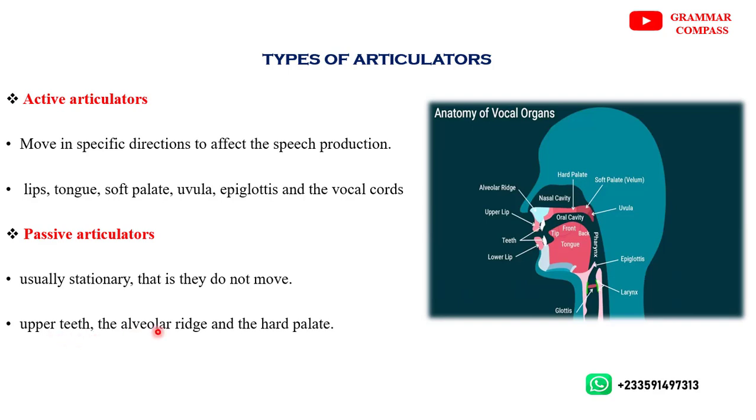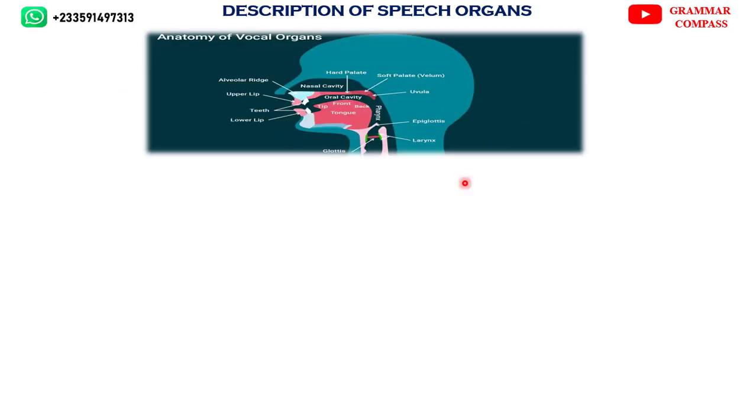Another is the alveolar ridge. The alveolar ridge also doesn't move much, same as the hard palate. That is the difference between active articulators and passive articulators. Let us meet our group members, the speech organs, and describe each one of them.